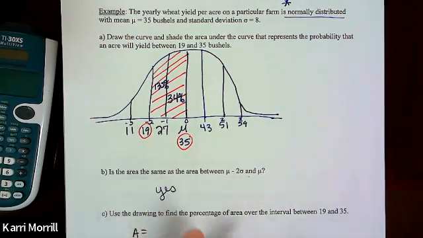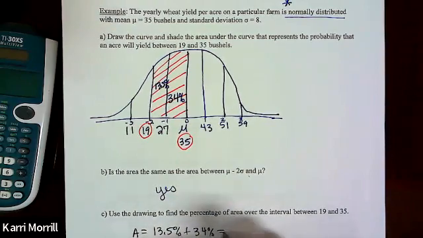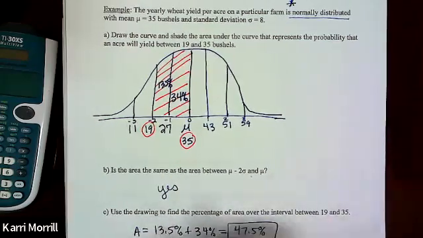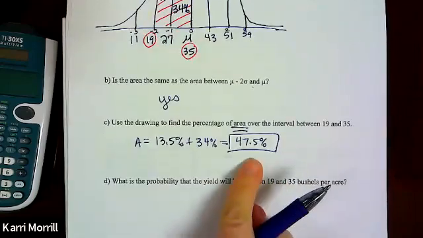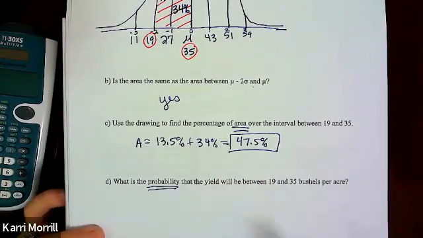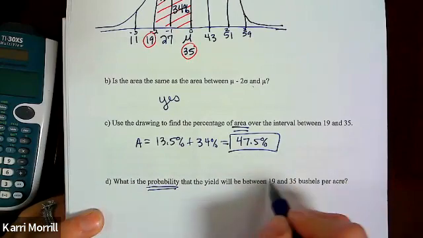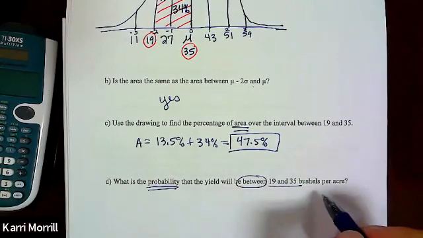So it says use the drawing to find the percentage of the area between the 19 and 35 bushels. So we would add 13.5% plus 34%. So our area would be 47.5%. And if it asks for area and not the probability that something is going to land between that, then that's all you do. You answer it in percentage form. But then this one says, what is the probability? So that's a decimal form, that the yield will be between 19 and 35 bushels. So that's going to be that same space that we talked about.